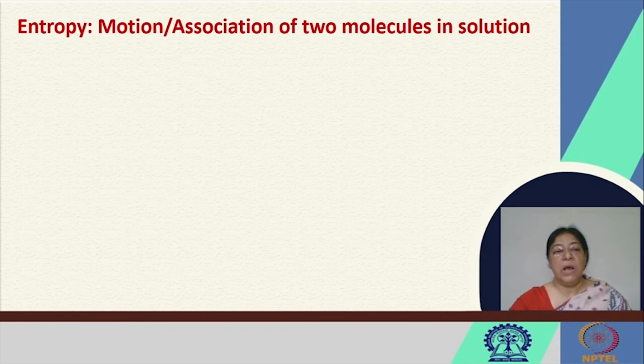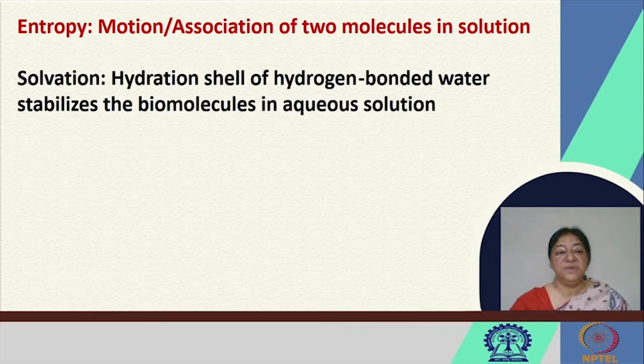The importance now of having the protein ligand, in this case our enzyme substrate, come together is a balance of specific effects. There is a solvation hydration shell of hydrogen bonded water that stabilizes the biomolecules in the aqueous solution. So we have our enzyme that is in aqueous solution, we have our substrate in aqueous solution. They have to now come together in recognition to form our enzyme substrate complex that is then going to subsequently give our reaction.